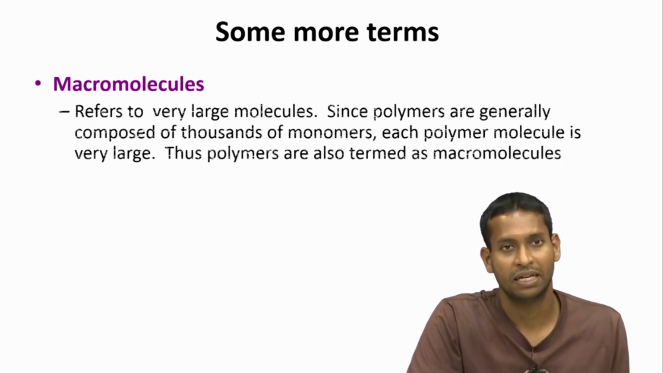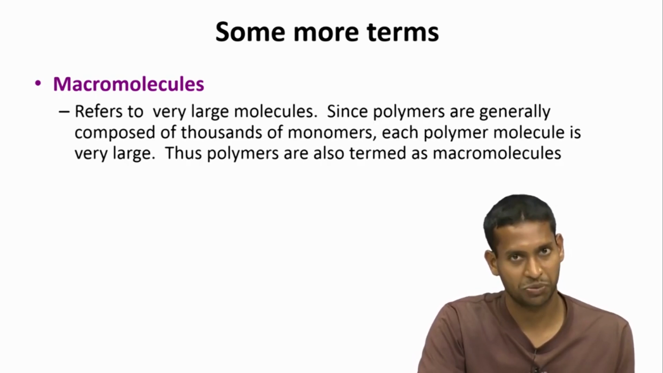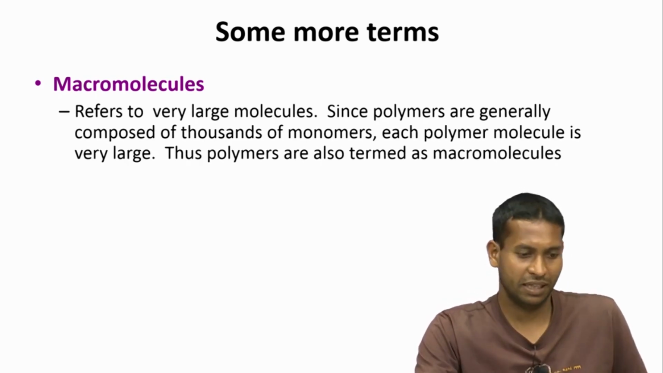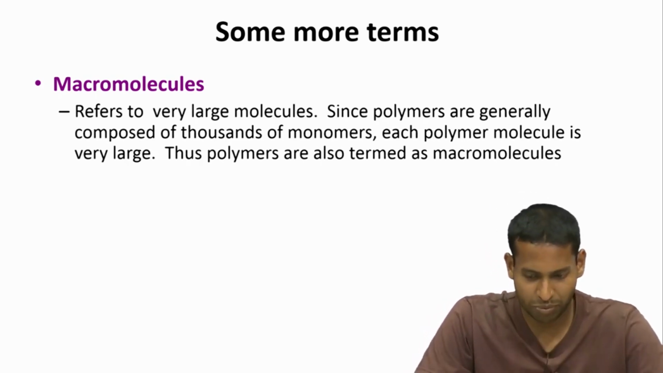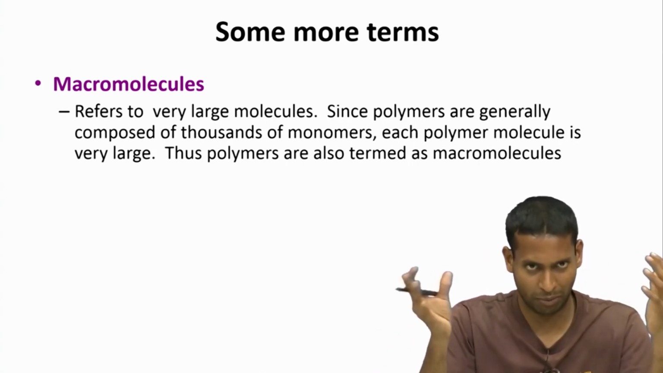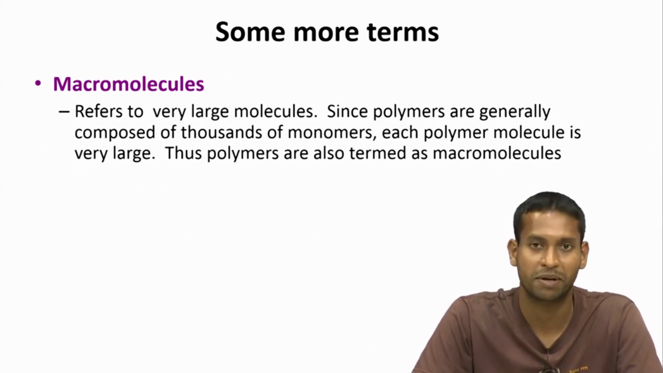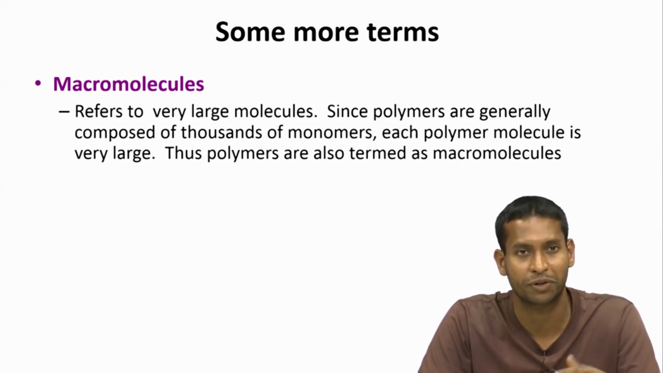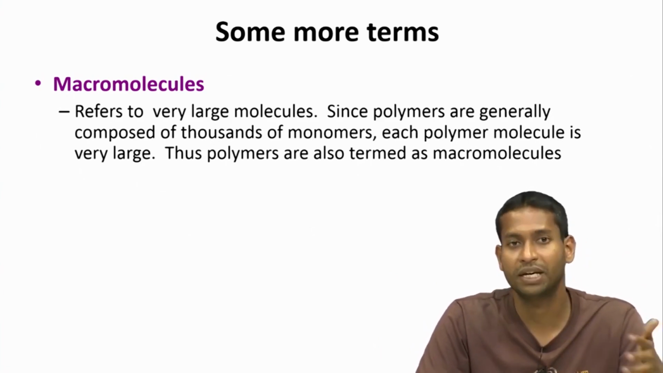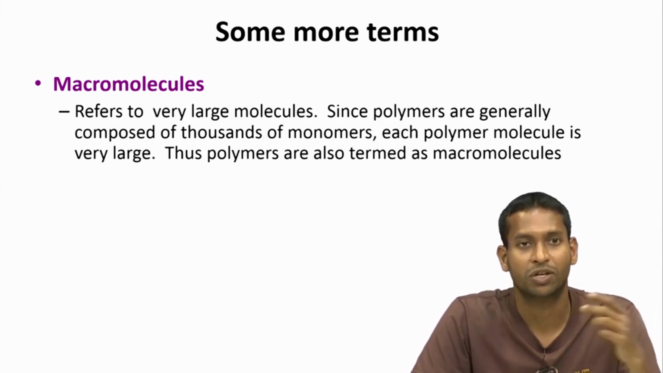Some more terms when we talk about polymers. These can be macromolecules, and macromolecules refers to very large molecules. These can be composed of thousands of monomers, and each polymer molecule is extremely large. Thus polymers are also termed as macromolecules. Our DNA is a macromolecule because these can be extremely long, proteins can be extremely long. Those are all macromolecules.